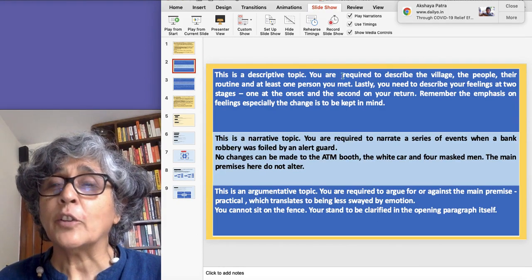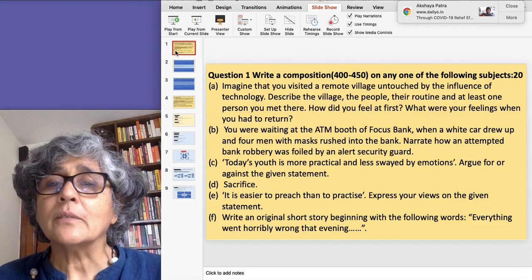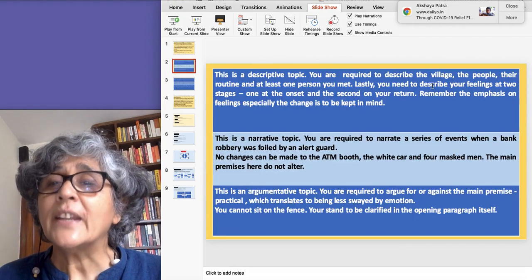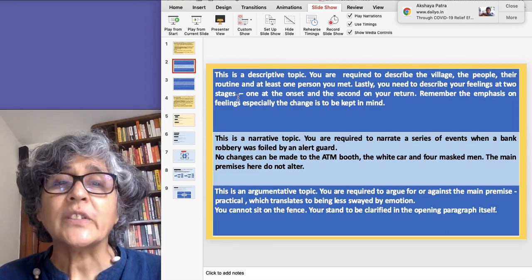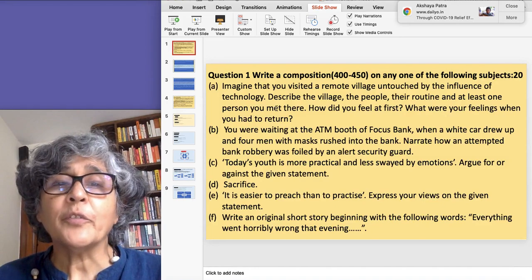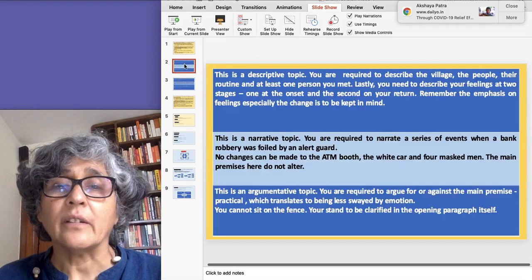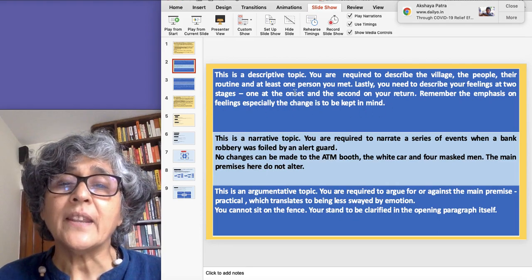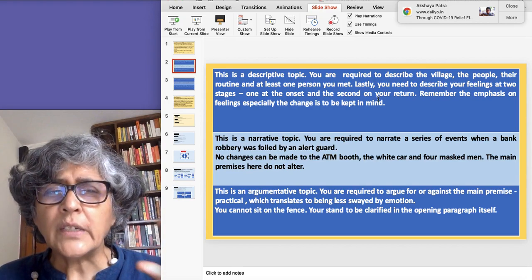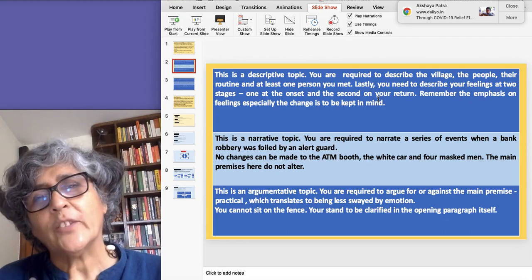So if you move to the next one, you have a descriptive topic. The first one, like we are required to describe the village. I'm basing it on the question that you have about the village. Detail about the village, the people, routine, one person you met, and you need to describe your feelings at 2 stages. How did you feel at first? And what were your feelings when you had to return? So remember the emphasis, feelings, especially the change, is to be kept in mind at the beginning and at the end. So detailing like that is how you sort of unpack the question, right?